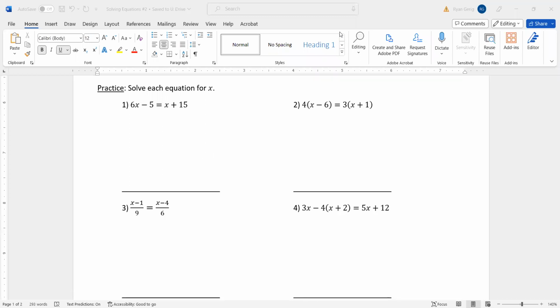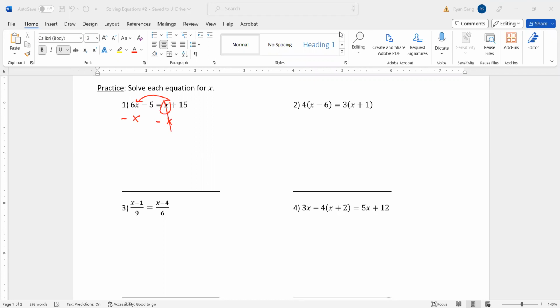So I've got an x on the right and the left. So I'm going to get them together. I like to move the smaller one, or I guess not always the smaller one. I like to try to keep things positive. Okay, so I'm going to move the smaller x to the bigger x to keep things positive. So I'm going to move this x by subtracting x from both sides.